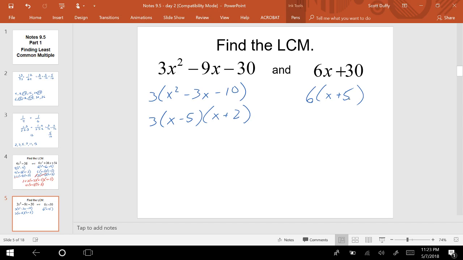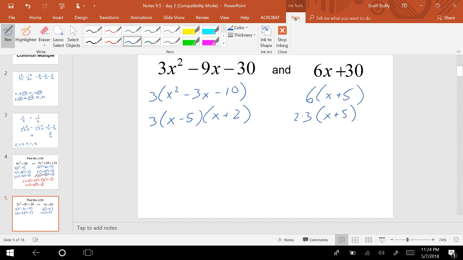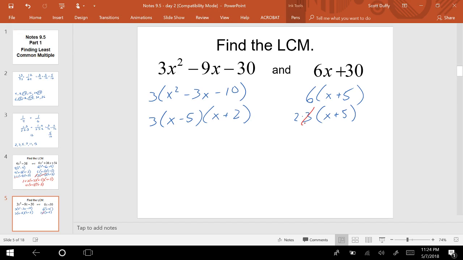But I forgot one thing. What I did is I forgot to do prime factorization on the 6. 6 divided by 2 is 3. That makes this into 2 times 3 times x plus 5. Oh wait, now I have some repeat. I have a 3 in the first factorization and I have a 3 in the second factorization. What happens is it cancels out.